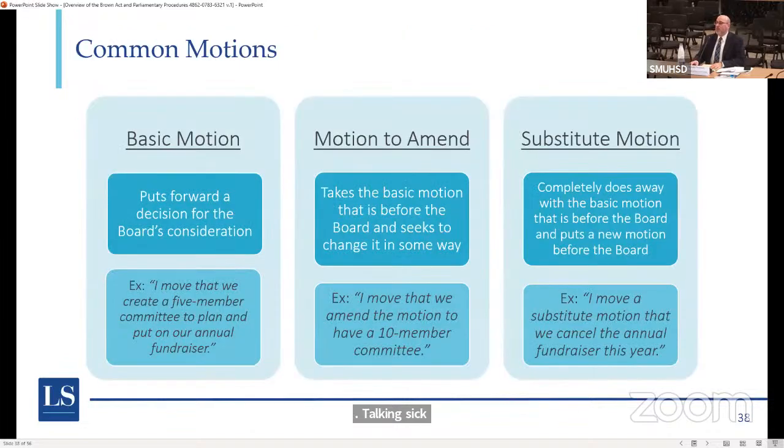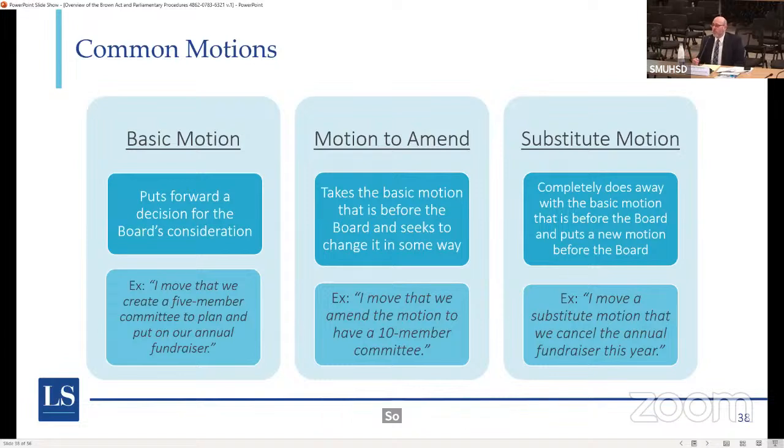When we talk about a motion, there are different kinds of motions. There's the main motion, and we gave an example here. I move that we create a 5-member committee to plan and put on our annual fundraiser. That's what's on the agenda. These are examples actually from Rosenberg's Rules. So I've put forward the basic motion that's what we're going to be talking about.